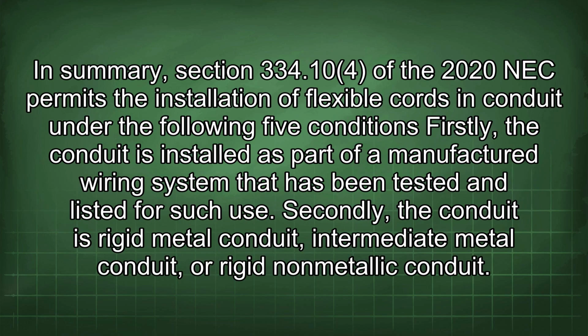In summary, Section 334.10 of the 2020 NEC permits the installation of flexible cords in conduit under the following 5 conditions. Firstly, the conduit is installed as part of a manufactured wiring system that has been tested and listed for such use. Secondly, the conduit is rigid metal conduit, intermediate metal conduit, or rigid non-metallic conduit.